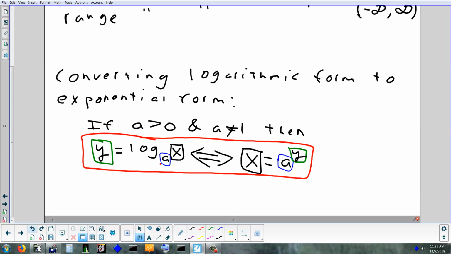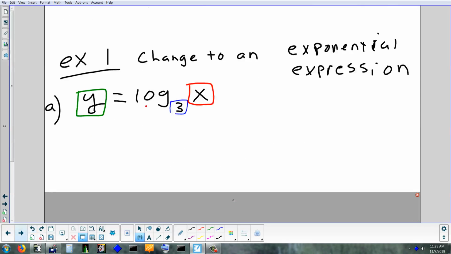Okay, so changing log to exponential, the argument ends up alone. Just think of it like if you argue with someone, you're going to end up alone. You're going to get annoyed, you're going to walk away. So the argument, it ends up alone. Or however you want to remember it. So let's just practice changing between the 2 forms. Let's start with this one.